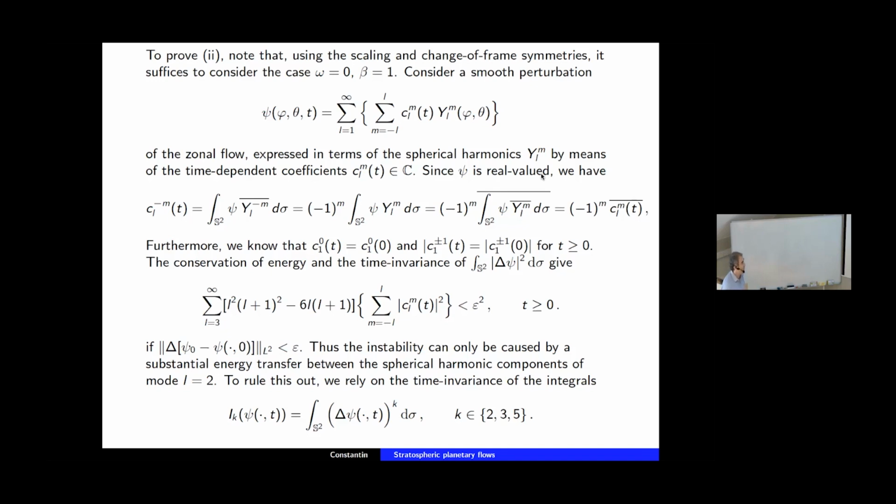So what you learn is that when l is 1, you don't need to look at this because that's taken care of by these things. So basically, the interesting thing, and this was known for a long time, is that the instability can only be caused by an energy transfer between spherical harmonics of mode 2. So it's only the ones of mode 2 that can transfer energy to each other. This is how instability can be brought about because of this kind of formula in combination with these conservation laws.